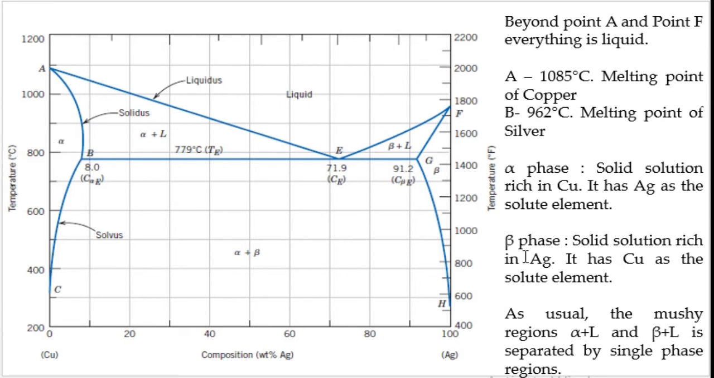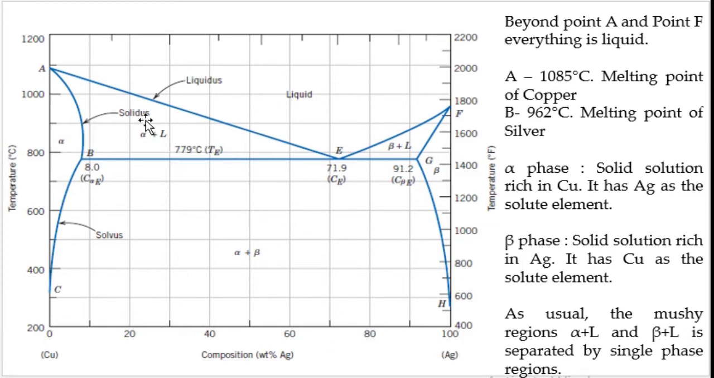Similarly, beta phase is the solid solution which is rich in silver, with copper as the solute element. Another thing you should remember is that the concentration of silver is increasing from 0 to 100 from left to right. Here silver is 0, copper is maximum and it is increasing continuously. Similarly on the right-hand edge, silver is maximum and copper is 0. So copper concentration will increase from right to left.